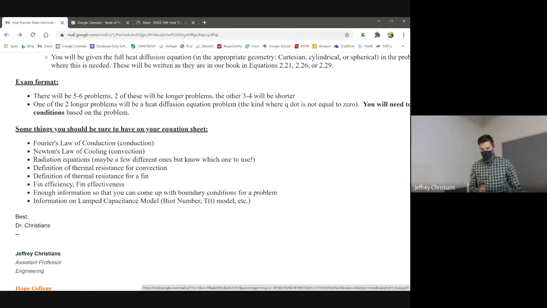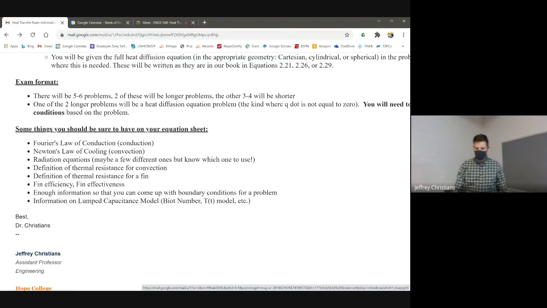And then the information on the lumped capacitance model, like the Biot number, how temperature changes with time. So I said before, that's not going to be a major part, but there could be one of the short problems, maybe like 15 or 30 points, something like that, on the lumped capacitance model. So it could be one of the short ones.